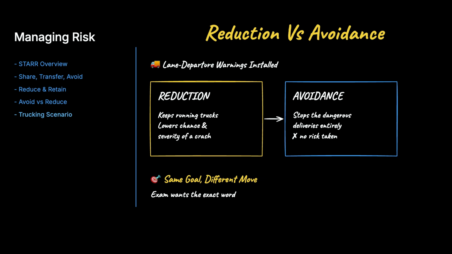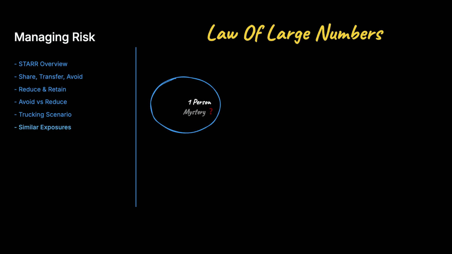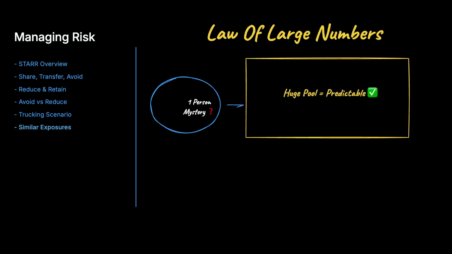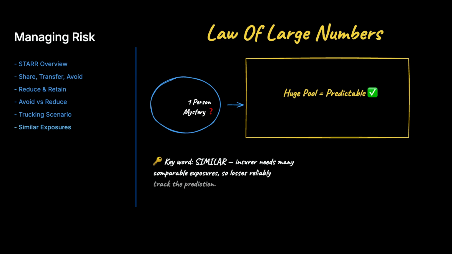Contrast that with a company that stops making dangerous deliveries entirely, which is avoidance. Same goal, different move, and the exam wants the exact word. Once Maria transfers her risk, the insurer must price it, and the law of large numbers roars back, the engine under the whole industry. One person is a mystery, but a huge pool of similar people is predictable. Notice the keyword, similar. The insurer needs many comparable exposures because only then do losses reliably track the prediction.